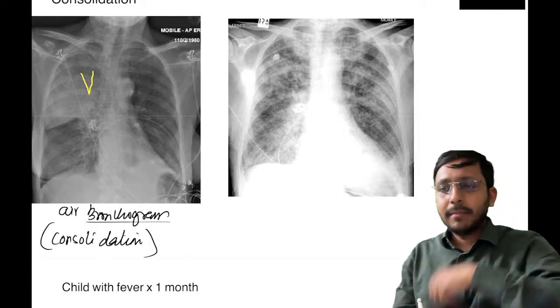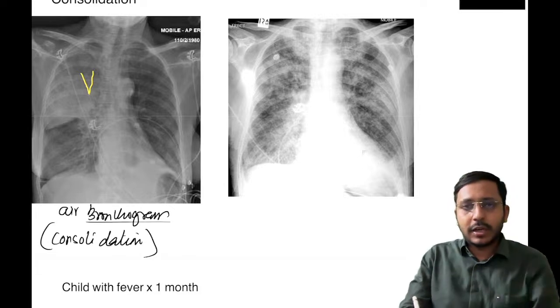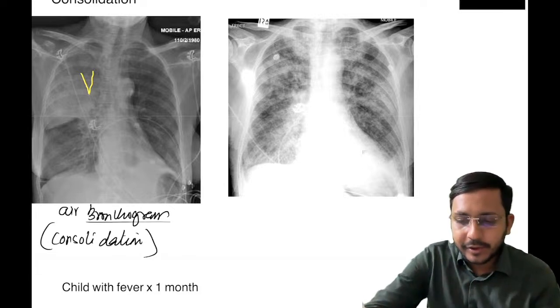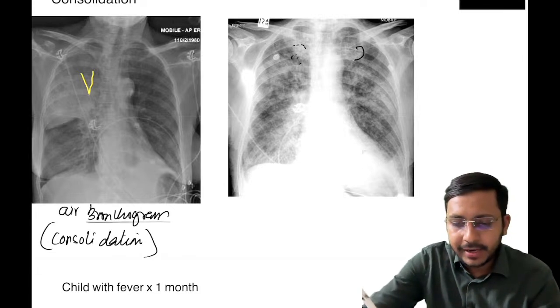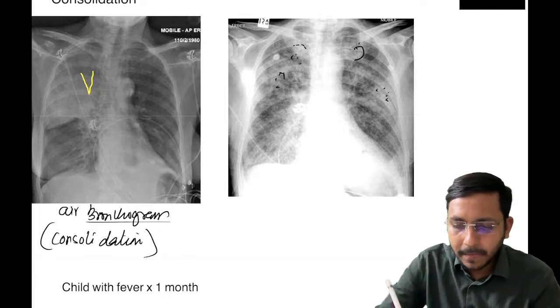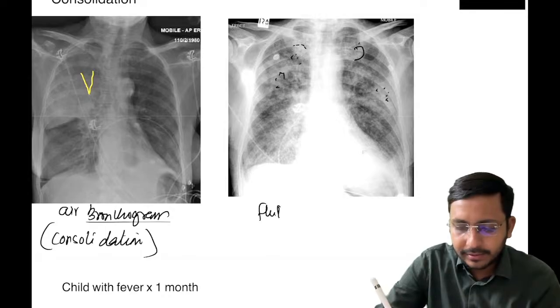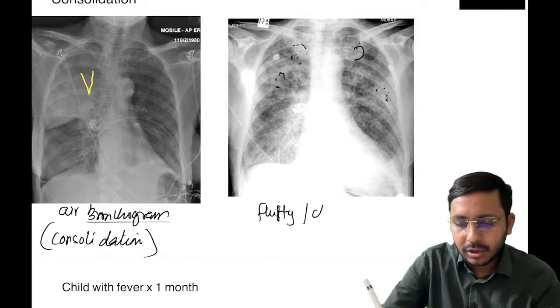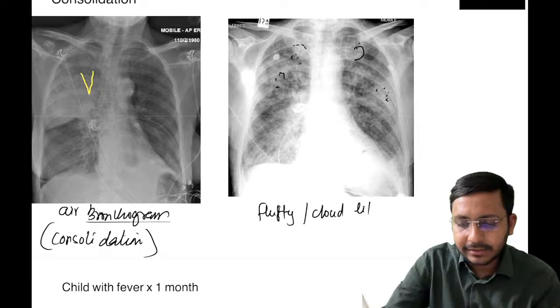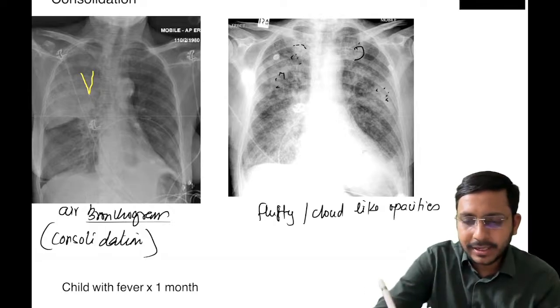And another appearance of consolidation are these fluffy opacities. So देखो यहाँ पे ill defined opacities हैं, these fluffy or cloud like opacities, these also represent consolidation.